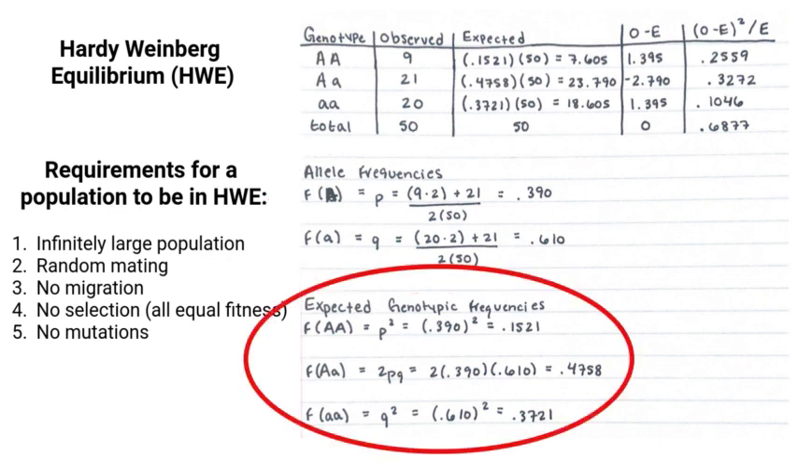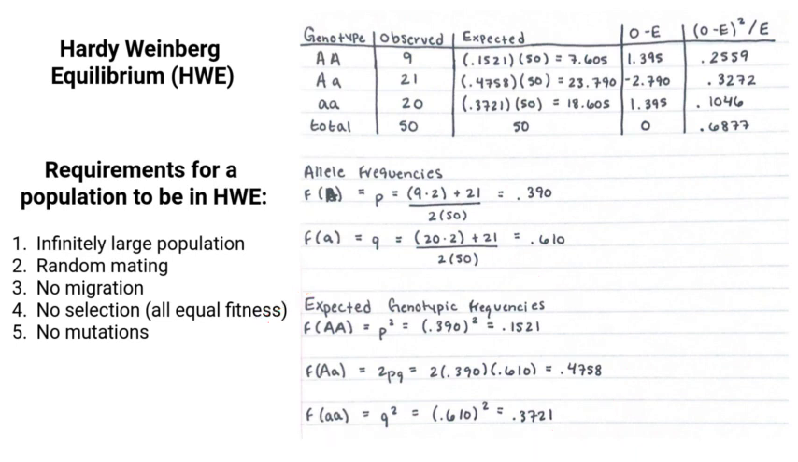To find genotypic frequencies of the homozygous genotypes, you have to square your allele frequencies, P or Q. To find the heterozygous genotypic frequency, you multiply P by Q and then multiply that number by 2. After the chi-square test is conducted, we get a chi-square value of 0.6877, which is smaller than 3.84, which tells us this population follows Hardy-Weinberg law.